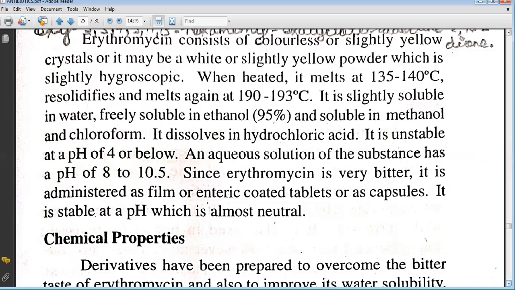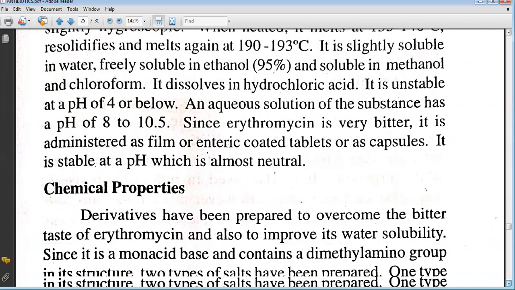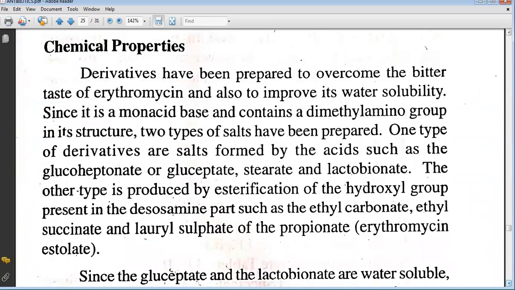Since erythromycin is very bitter, it is administered as a film or enteric coated tablet or as a capsule. It is stable at a pH which is almost neutral. Chemical properties: derivatives have been prepared to overcome the bitter taste of erythromycin and also to improve its water solubility.